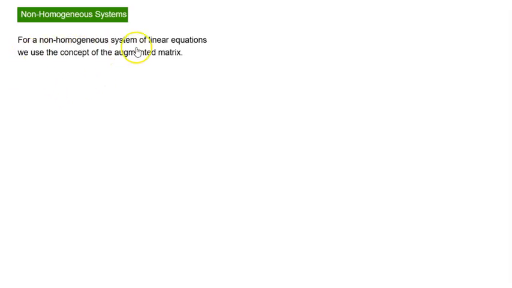Previously, we have seen homogeneous systems and various aspects related to homogeneous systems. Now let's look at non-homogeneous systems. For a non-homogeneous system of linear equations, we use the concept of the augmented matrix. So let's say we have a system of equations. Remember, this is non-homogeneous because the constants are not zeros.